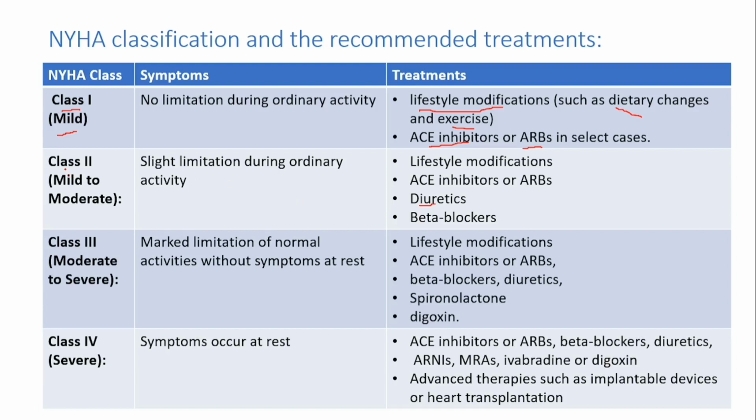Okay, now class 2 is mild to moderate congestive heart failure. Now in this case there is a slight limitation during ordinary activity, like the signs and symptoms occur when you walk around the street, like ordinary activities. Okay, and the treatment option will be lifestyle modification, ACE inhibitors or ARBs, diuretics, and beta blockers. We will discuss each of these drugs. Okay, now beta blocker is added in class 2.